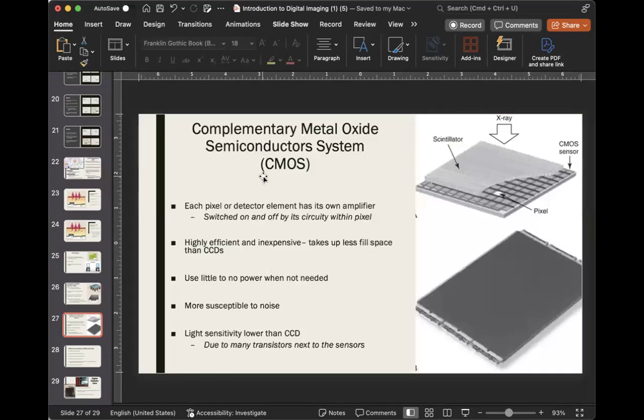When we talk about CMOS, systems are the newest type of system. They have a pixel or detector element amplifier, okay, that gets switched on and off by its circuitry within the pixel. So these systems are highly efficient and inexpensive. They take up less space than the CCDs. They use little to no power when not needed. However, they're more susceptible to noise, and the light sensitivity with these systems is lower than CCD systems.